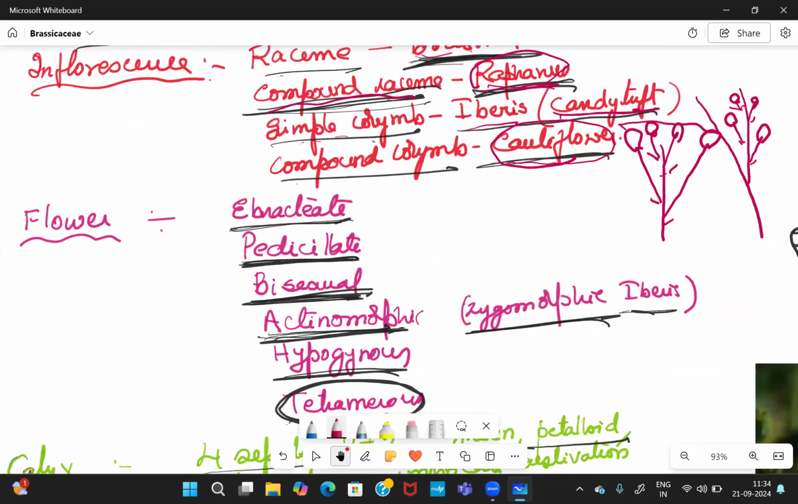Then come to the flower. Ebracteate. We have seen Fabaceae bracteate and Malvaceae bracteate. Here it is ebracteate; bract is not there. All the flowers have a stalk, that is, pedicellate flowers. Androecium and gynoecium are present, so bisexual. You get two equal halves when you cut the flower in any vertical plane, that's why actinomorphic. But rarely you can see a zygomorphic flower in Iberis.